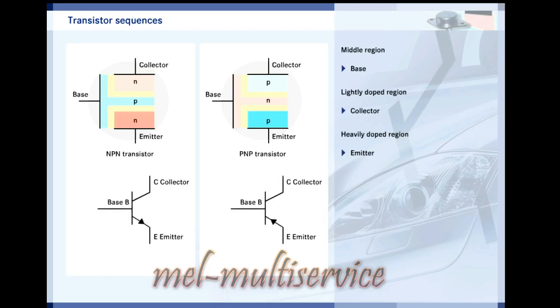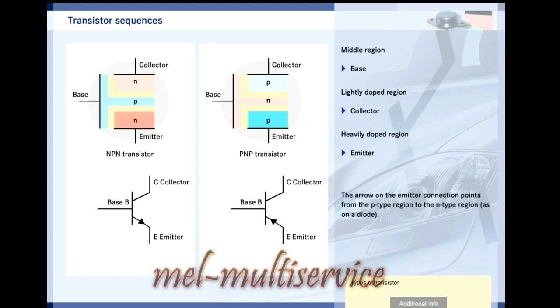The symbol for a transistor shows the base as a bar and the collector and emitter as two diagonal lines emerging from it. There are different symbols for NPN and PNP transistors. On NPN transistors, the arrow on the emitter points away from the base. On PNP transistors, the arrow on the emitter points towards the base. Click the link for more information on the different types of transistor.